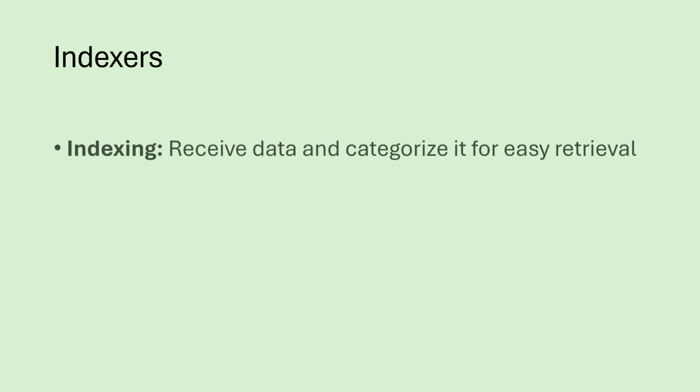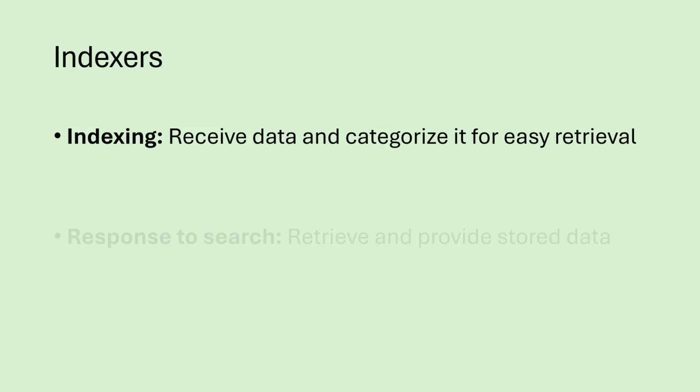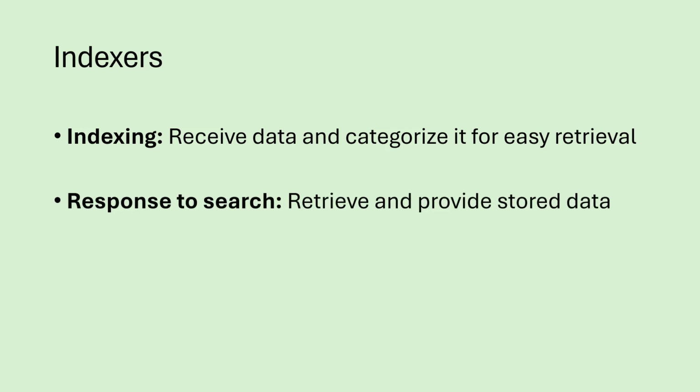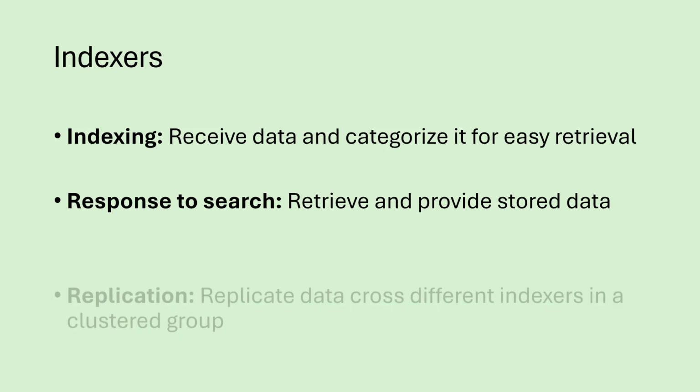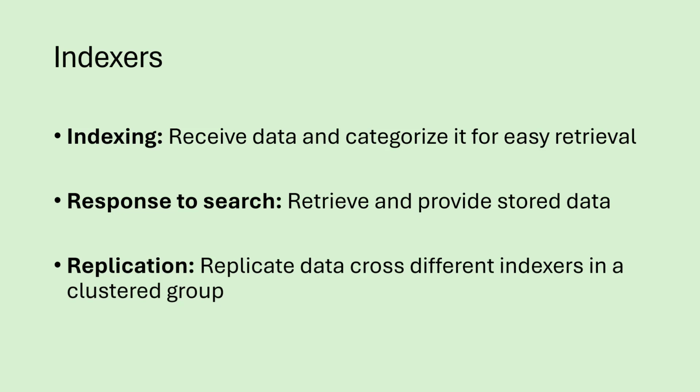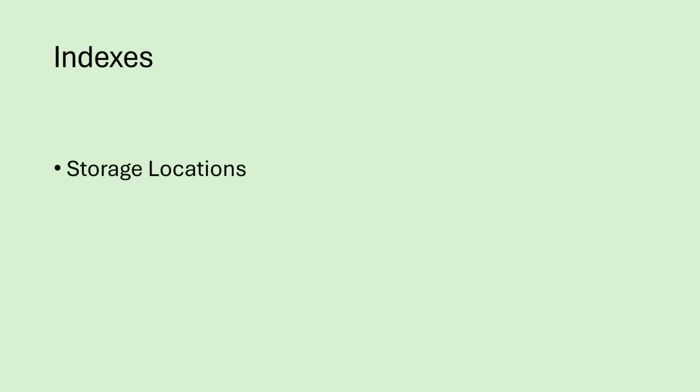Indexers perform several key operations. Data indexing: that means storing data in a way that allows for fast search and retrieval. Search: responding to search queries. Replication: ensuring data availability and redundancy in a clustered environment. Indexes: indexes are the storage locations where data is saved after being indexed.